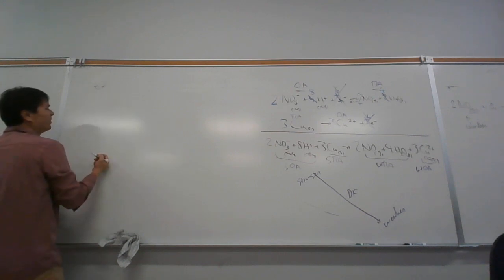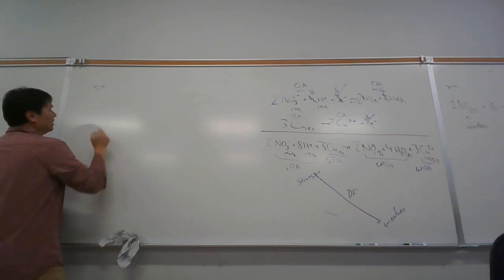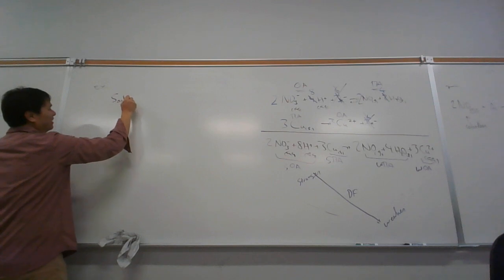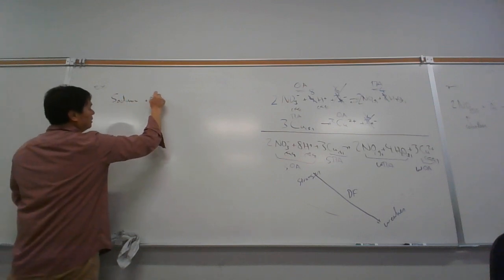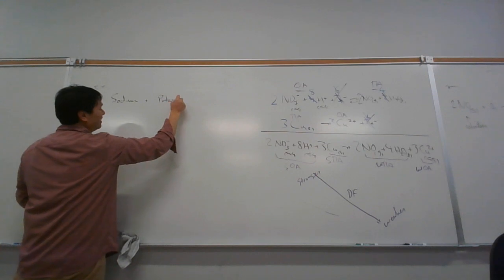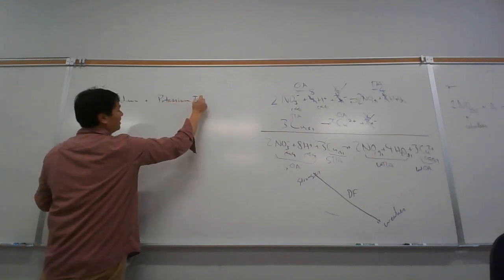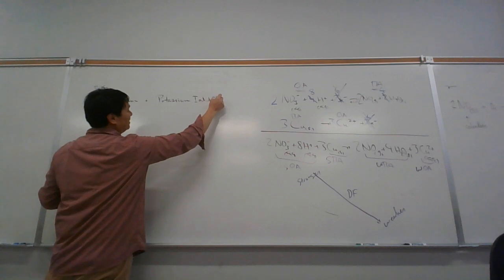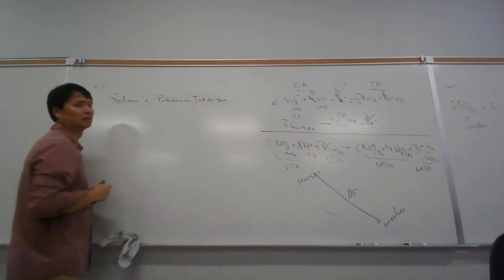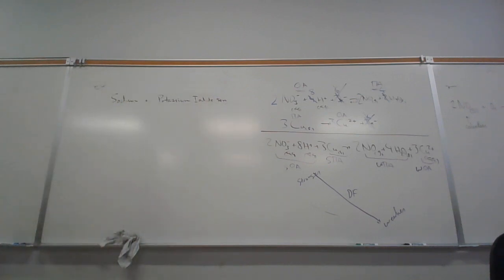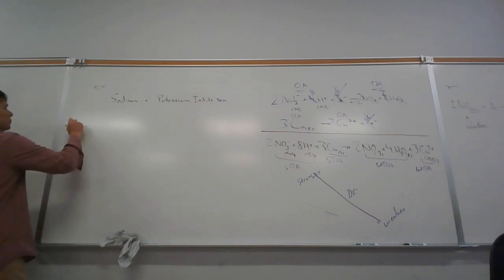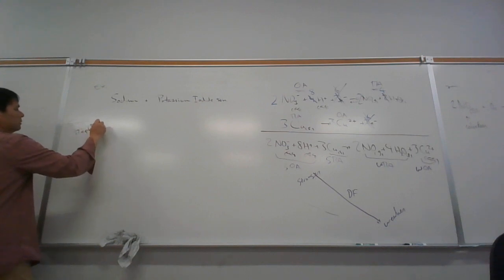This next example we're going to do: sodium plus potassium iodide solution. Sodium plus potassium iodide solution. I want you to do it two ways. One, use single replacement, the A plus BX. And then two, use the chart method.